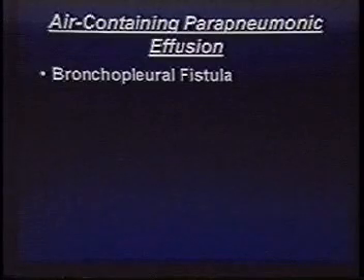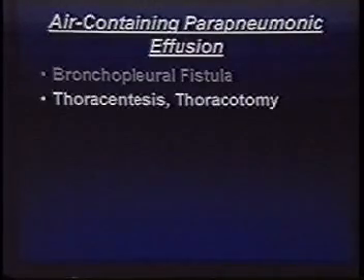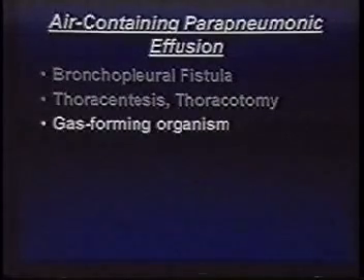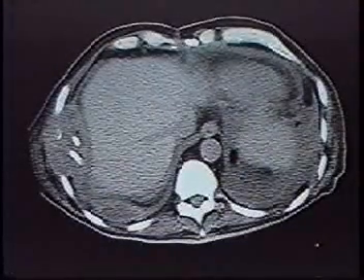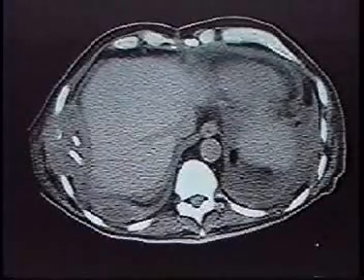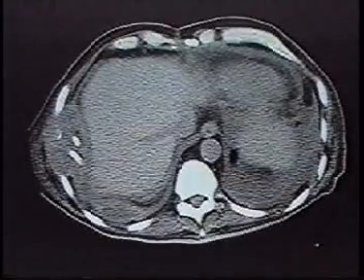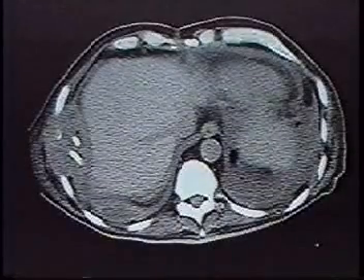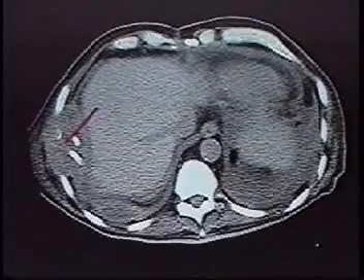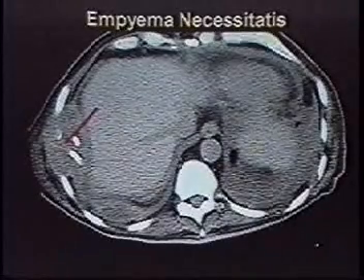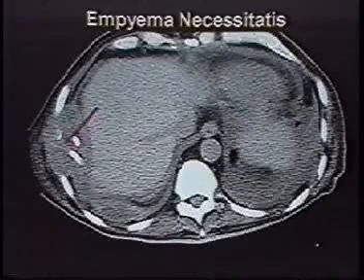Air-containing parapneumonic effusions raise considerations of a bronchopleural fistula, recent thoracentesis or thoracotomy, or rarely gas-forming organisms infecting the pleural space. Another complication of empyemas is invasion of the chest wall. In this case, there is extension of the right empyema into the right chest wall with destruction of ribs along its path. And this is called an empyema necessitatis.